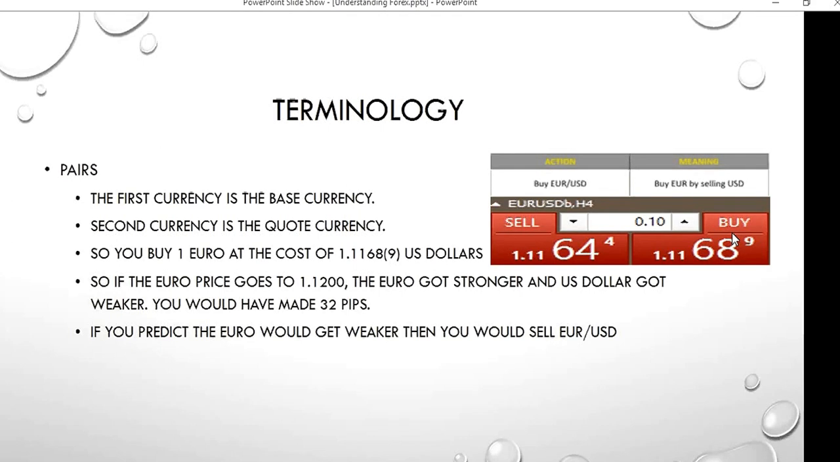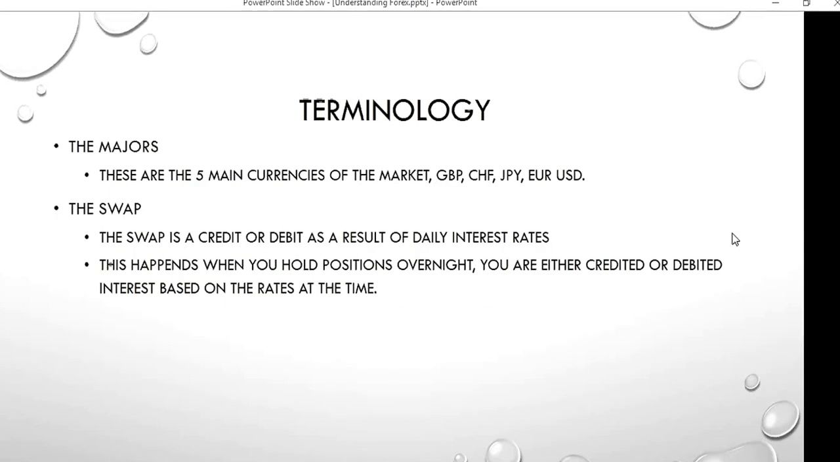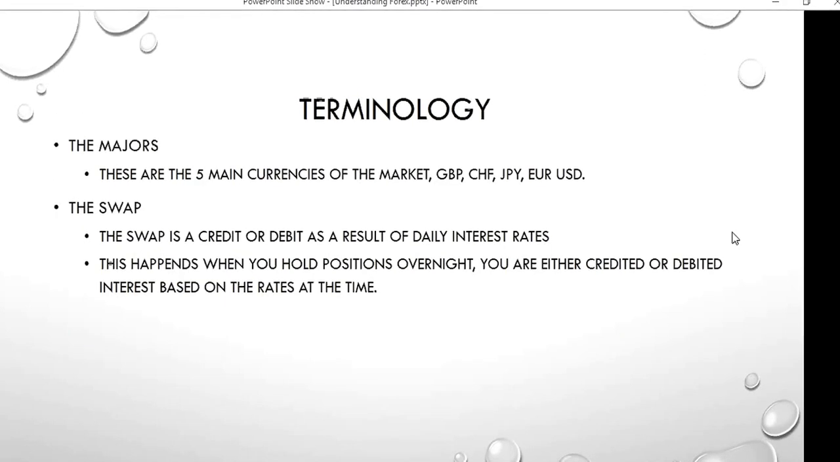We will jump into what you need to do to make sure that you are consistent and your analysis is correct so that you are making more money and supplementing your income or using it as your main income. So, back to terminologies. We talked about majors just briefly earlier on.